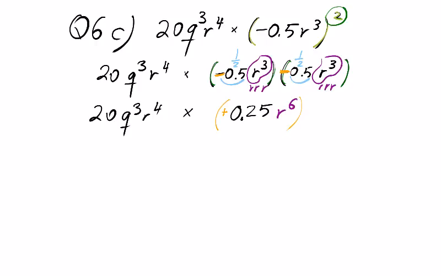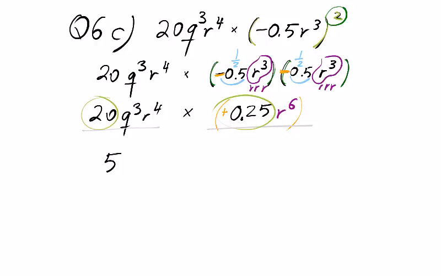What do we do now? Well, now we multiply these two expressions. Numbers first. 20 times 0.25. We can use a calculator, but we know that 0.25 is a quarter. A quarter of 20. We know half of 20 is 10, so a quarter of 20 has to be 5. Or any other way you want to do it.